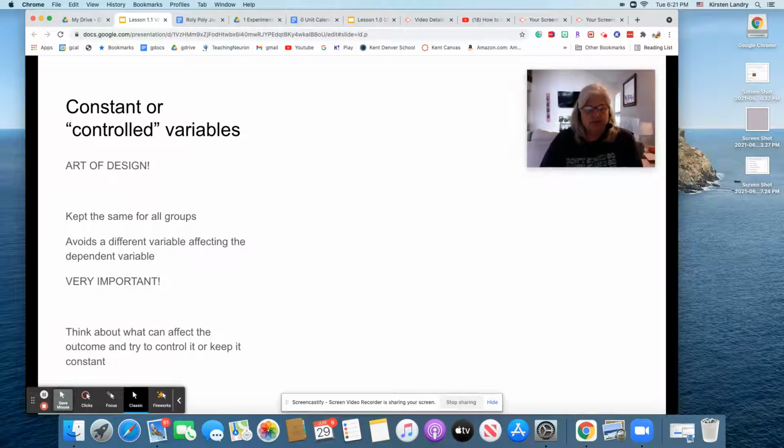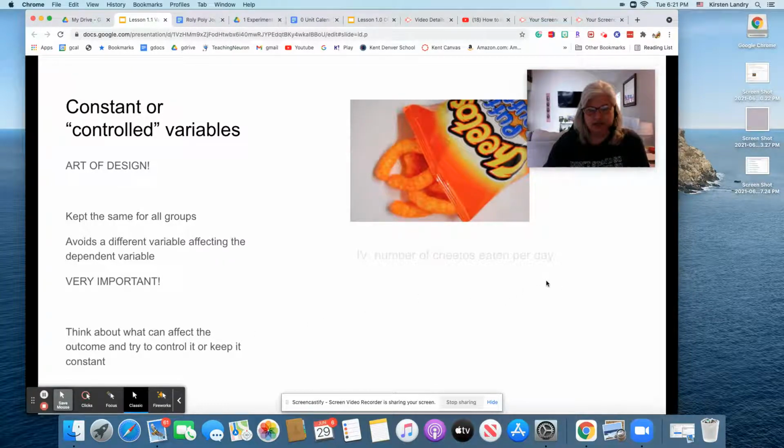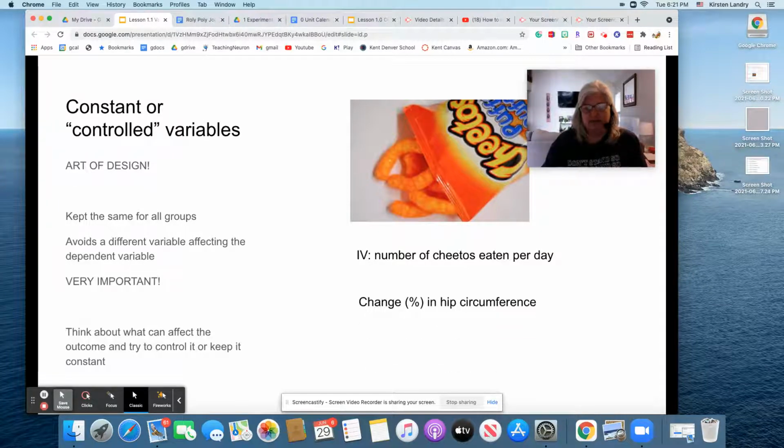Okay, so remember that a controlled or constant variable is something that we keep the same for the experimental and the control group so that it's not affecting the outcome. So for example, in our Cheeto example, remember that the independent variable was the number of Cheetos eaten per day. So that's kind of like what I, as the scientist, am changing to see if it affects the dependent variable, which was the change in hip circumference.